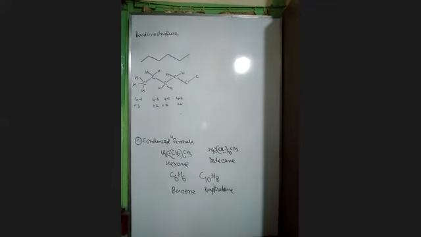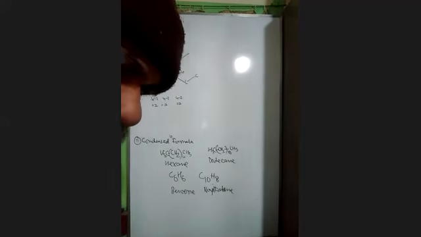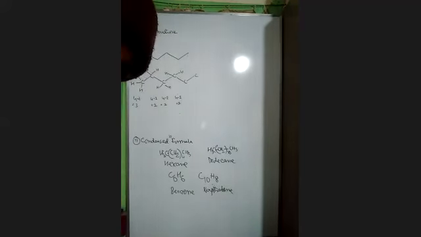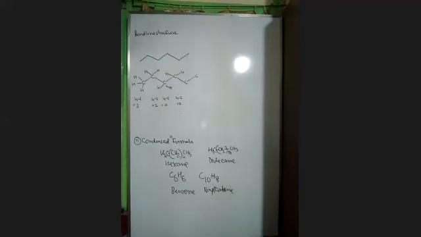Sir, excuse me, sir. Yes. I don't understand the bond line structure. Which structure? Bond line. Yes, sir. In bond line structure, we do not write any elements. We know that an organic compound has to be a compound of carbon, and other than carbon, you have hydrogen.